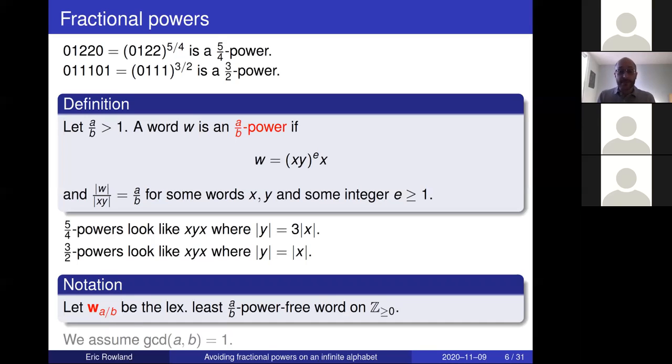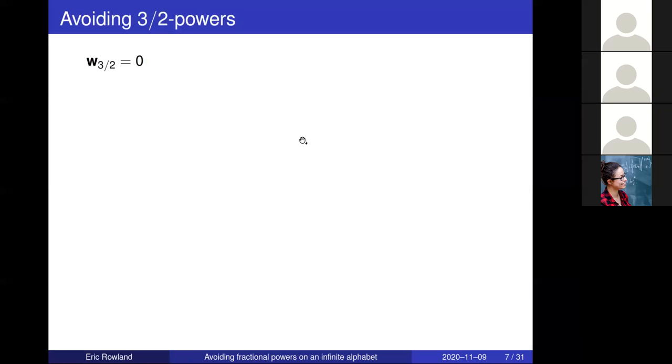This is the main object of the talk. So let w sub a over b be the lexicographically least a over b power-free word on the non-negative integers. And we're going to assume that a and b are relatively prime for the obvious reason that if they're not, you can just cancel their common factor. Okay, so let's look at some examples.